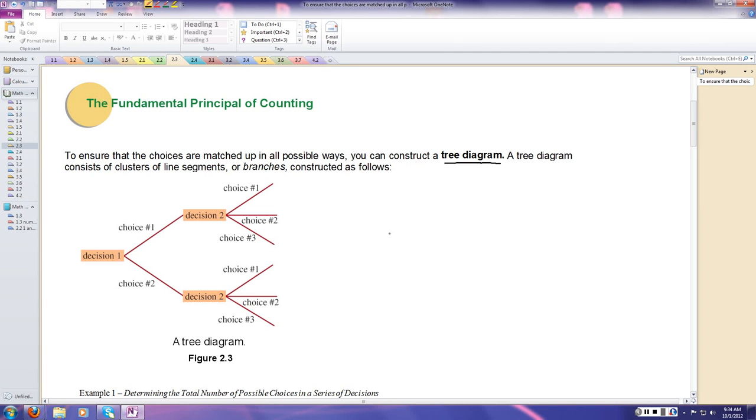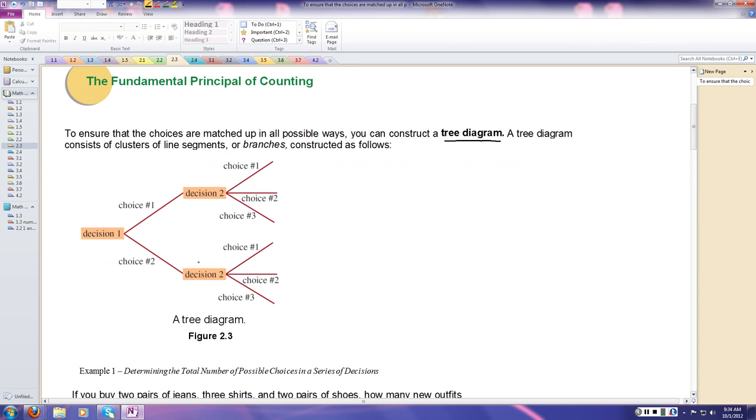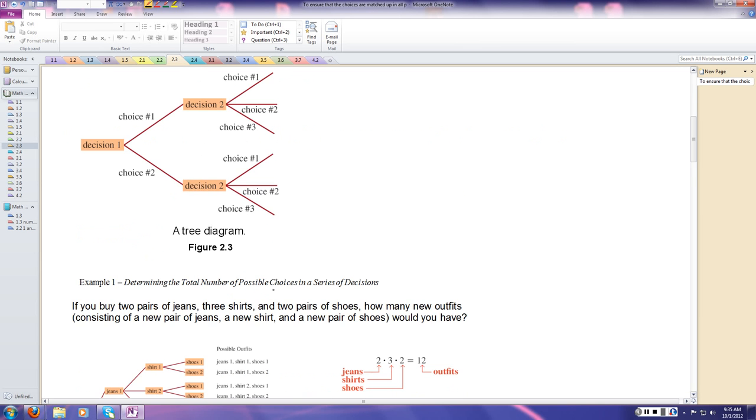So this example in your PowerPoint had to do with jeans and shirts or something. So the first decision, you have 2 choices. And then the second decision, you have 3 choices. So this is an example of a tree diagram of having 2 pair of pants and 3 shirts. So you could be wearing the first pair of pants and the first shirt, the first pair of pants and the second shirt, the first pair of pants and the third shirt. So those are 3 different outfit choices. And then same with the second pair of pants, each one of the shirts. So here's the example here.